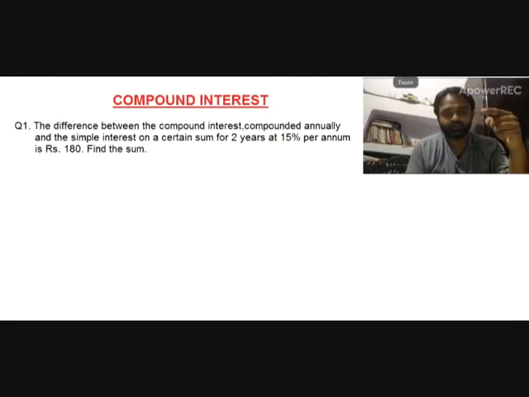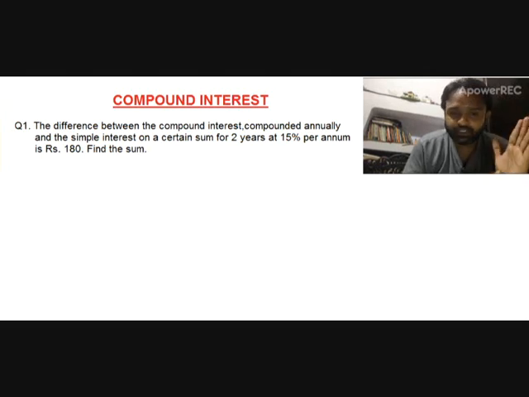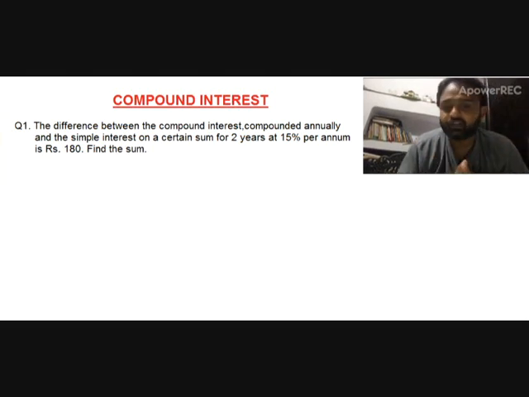So it's here. You can see the compound interest and there is a question. The difference between the compound interest compounded annually and the simple interest on a certain sum. I don't know what the principal amount is. For 2 years it is deposited at the rate of 15% per annum is rupees 180.